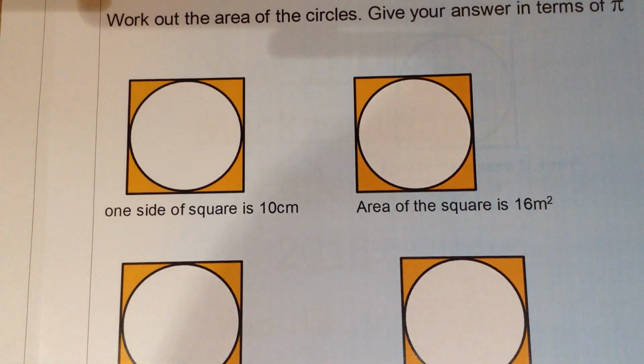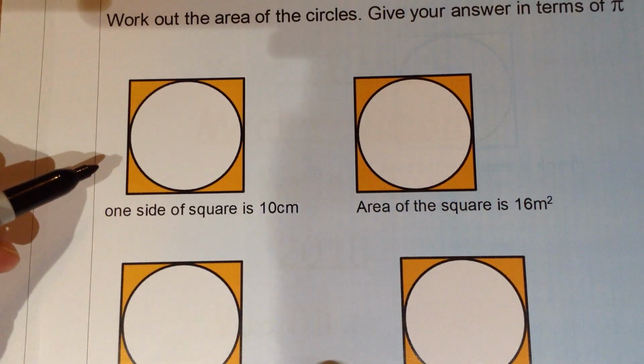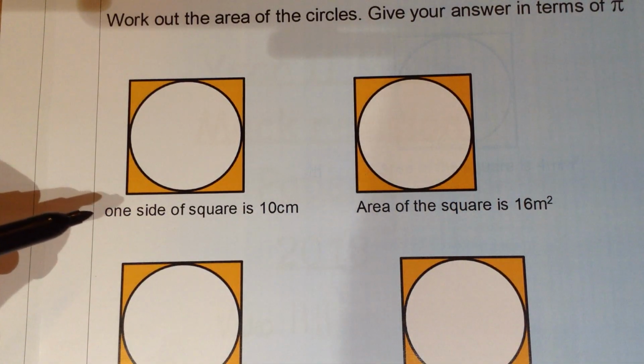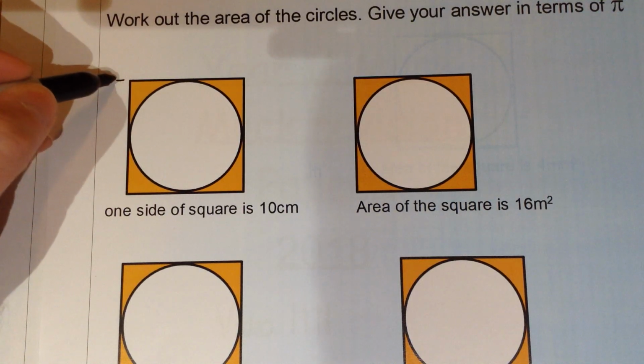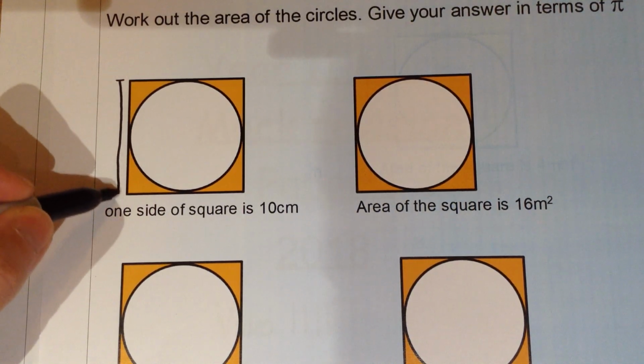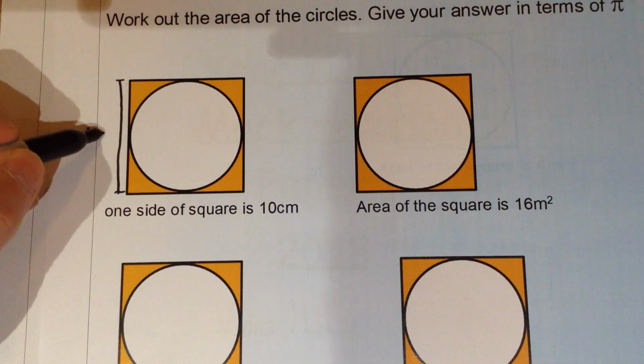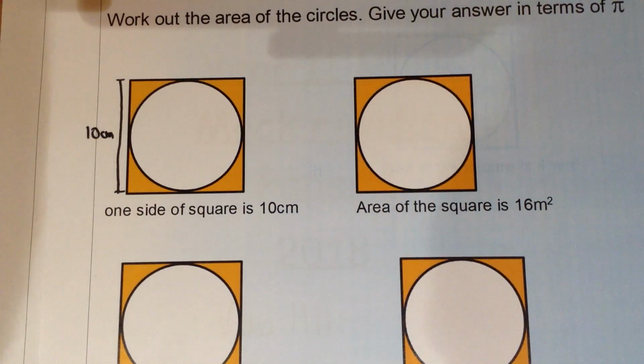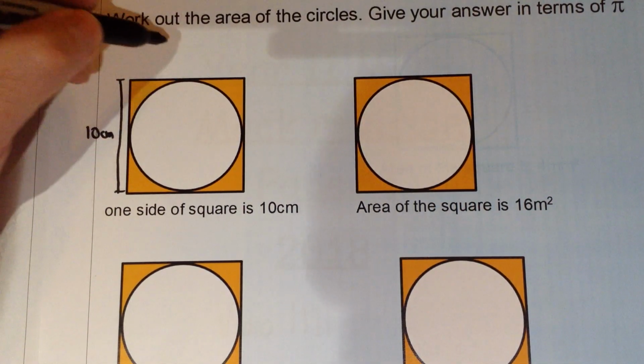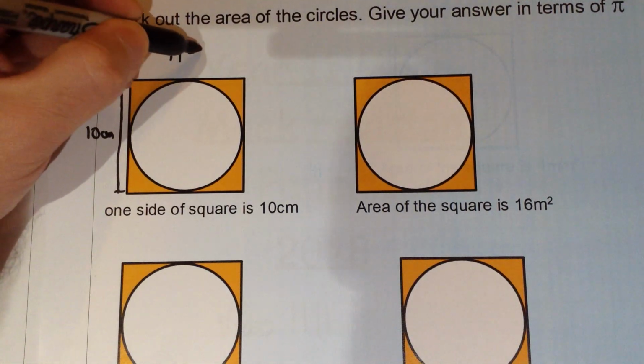So it's given us some extra information instead of giving us information about the circle itself. So for the first question, it says one side of the square is 10 centimetres. So if I put that information on, it says that this here is 10 centimetres. If you remember, to work out area of a circle, we need to use pi r squared.